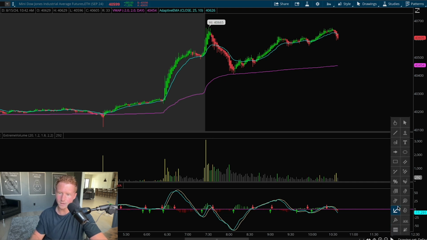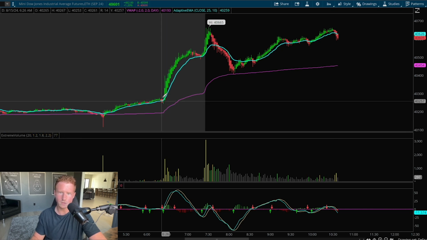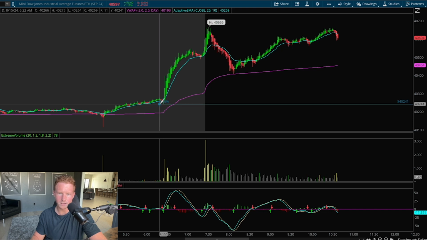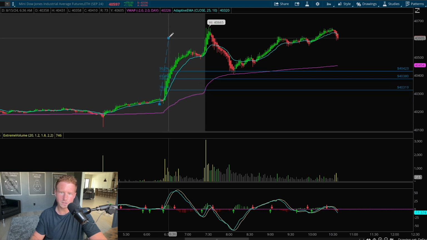So if we take the fib retracement tool on here, basically what I like to do is go from the swing low to the swing high, okay? So this is the swing low. This is where we had the most aggressive buying. So I'm simply gonna click here and draw it all the way to the top, right?